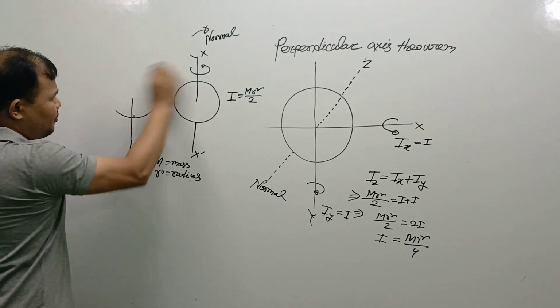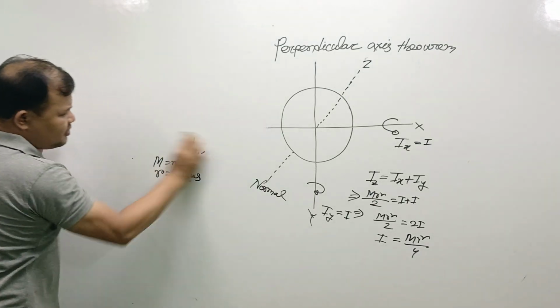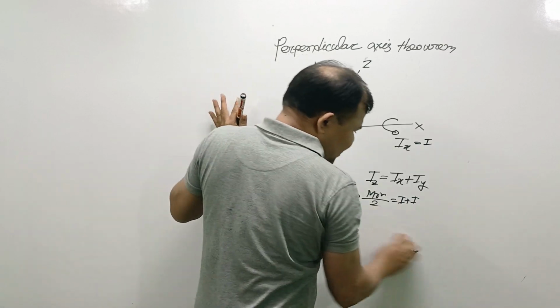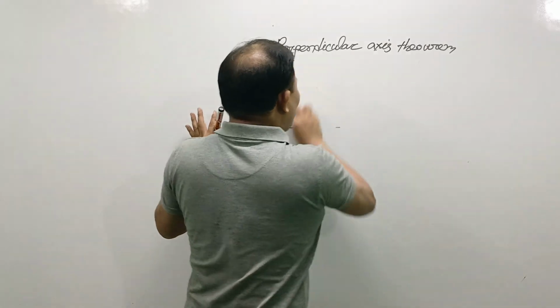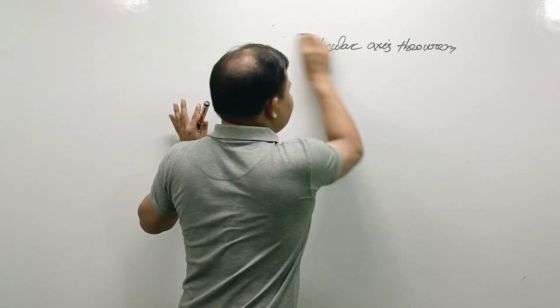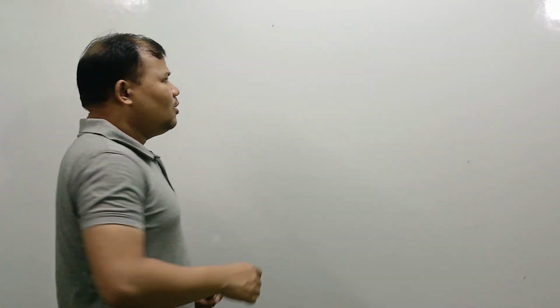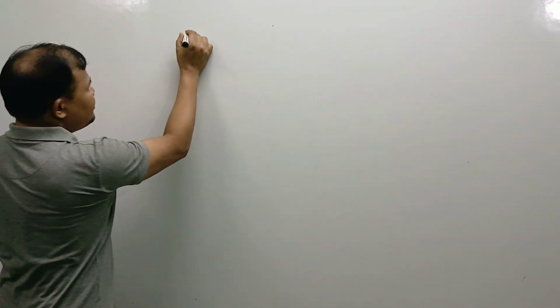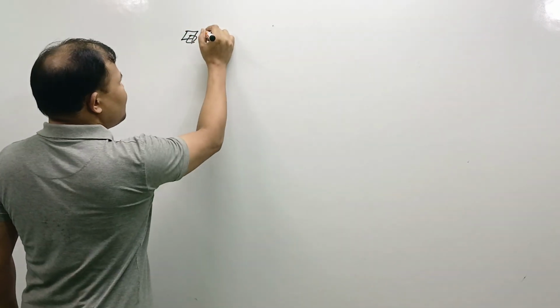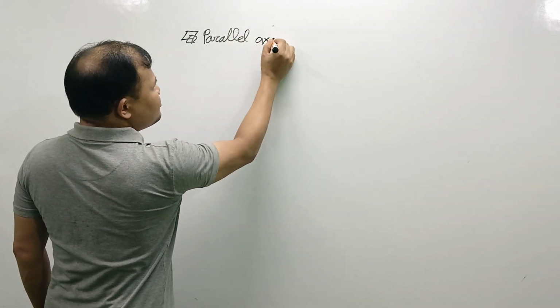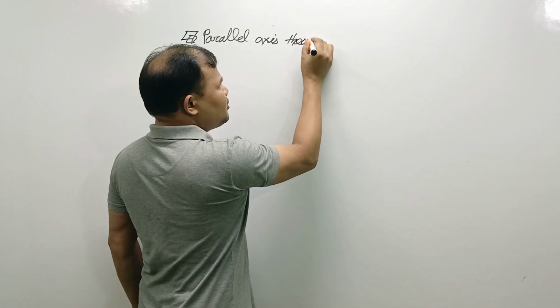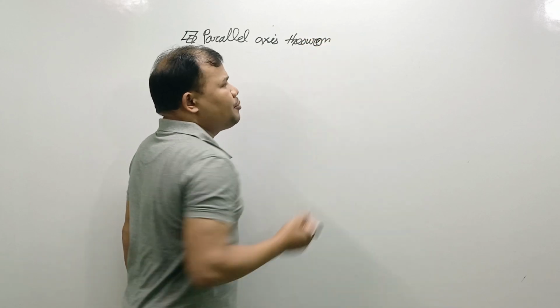Okay, my next topic is the parallel axis theorem. The parallel axis theorem is a really interesting and very important theorem of moment of inertia for calculating moment of inertia about any parallel axis, for different shapes of objects. Suppose at first we write the name. The topic's name is parallel axis theorem. This theorem is really very important.